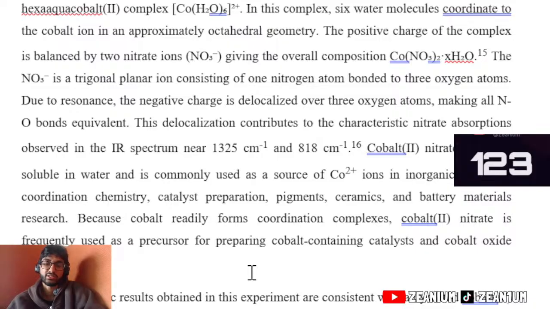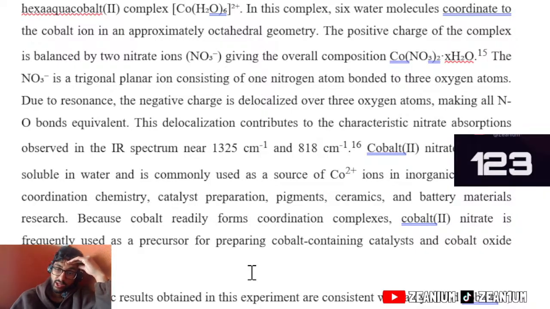Due to resonance, the negative charge is delocalized over 3 oxygen atoms, making all N-O bonds equivalent. This delocalization contributes to the characteristic nitrate absorption observed in the IR spectrum near 1,325 cm⁻¹ and 818.